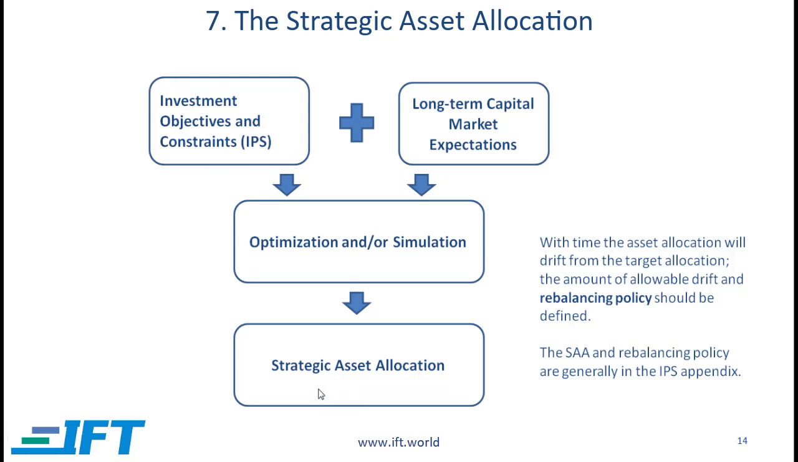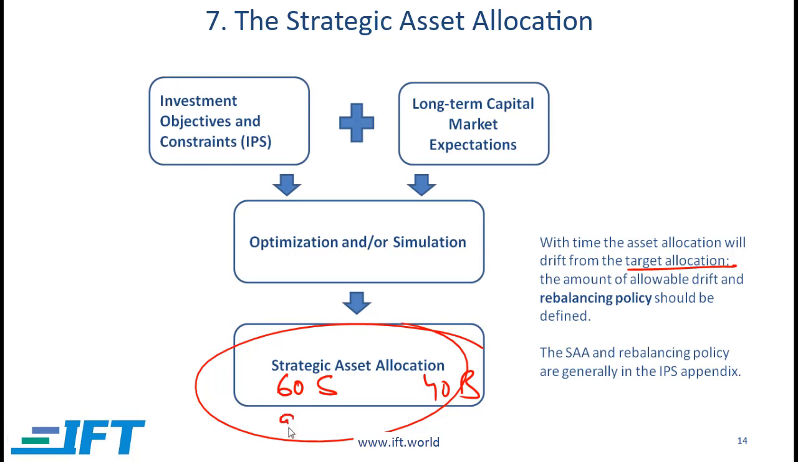For simplicity, let's assume that we have defined an asset allocation that is 60% stocks and 40% bonds. With time, the asset allocation will drift from the target allocation. This is our target allocation. Let's say in a given period, stocks do extremely well, and we end up with 90% in stocks and 10% in bonds. The IPS needs to define the amount of drift that is allowed. Here, the drift has been substantial.